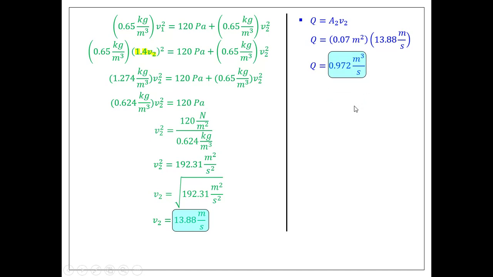If you do this correctly on your calculator, you'll get 0.972. And the unit here is going to be m cubed because m squared times m is m cubed, and the unit on the bottom is second. So as you can see here, this is essentially the same as the unit for volume over time, because volume is meters cubed and time is in seconds. And that is it. That is our flow rate across the wider cross-section area.